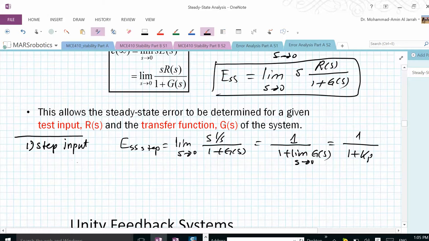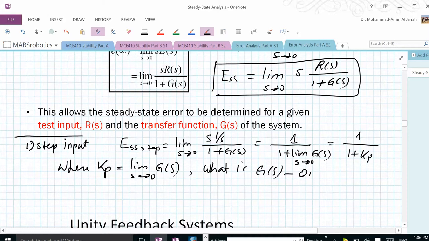What is Kp? Well, we replaced it here. It is the limit as s goes to 0 of G of s. What is G of s? This is the open loop transfer function, right? This is the open loop transfer function, G of s. Therefore, the error in the case of a unit step input is 1 over 1 plus Kp.